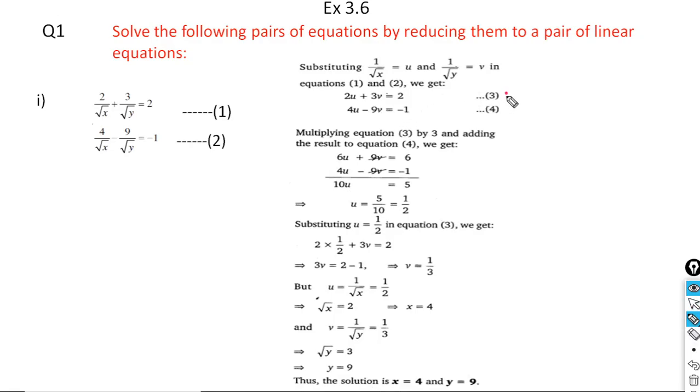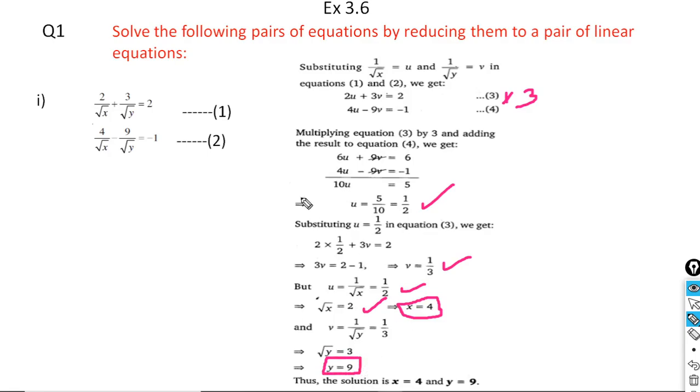In the next step, equation number 3 will be multiplied by 3, and by adding we get the value of u, which is 1 by 2. This value of u we substitute in equation number 3, and we find the value of v, 1 by 3. Then to find the values of x and y, we have considered u as 1 by root x. Substituting the value of u, 1 by 2 is equal to 1 by root x. By cross multiplication, root x is 2. Squaring both sides, we get x is equal to 4. Similarly, we find the value of y, and y is equal to 9.